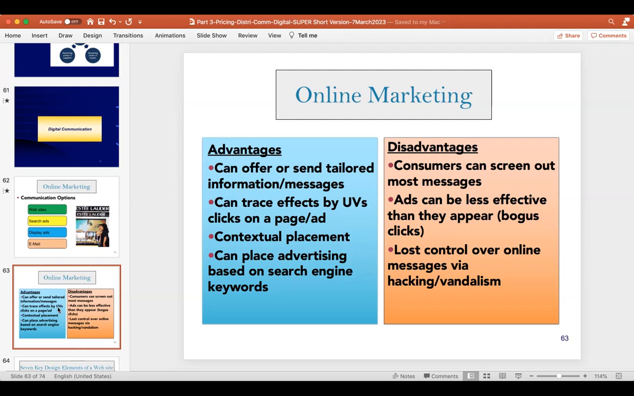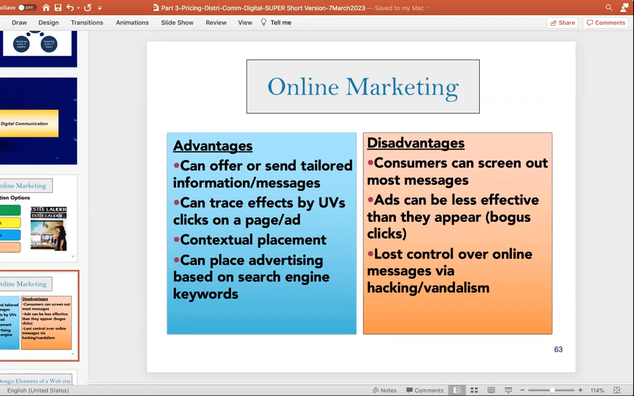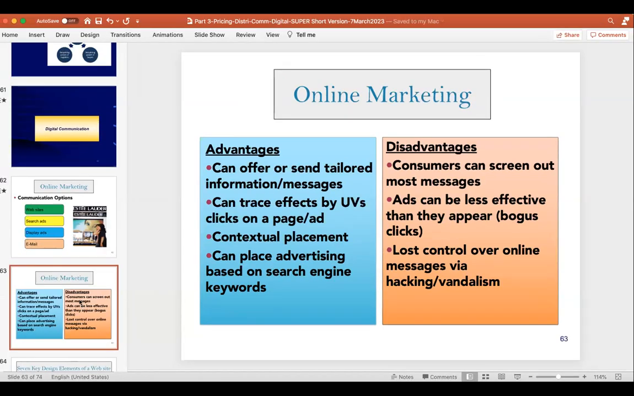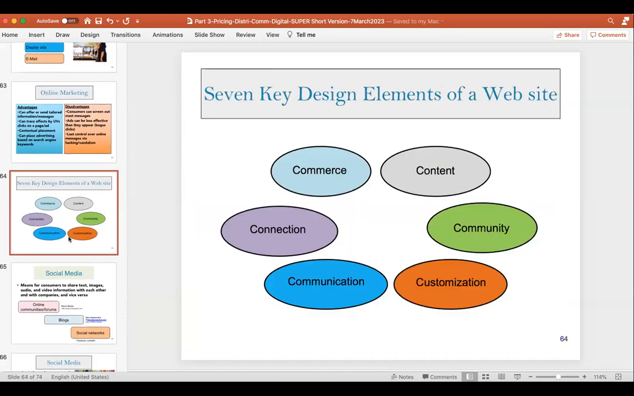So they can be used in combination with advertising, traditional advertising, but the disadvantage is people can sort of move away from this message and ignore them. People may be clicking on things, but they are not actually showing that they are interested. The problem is also you can get into a situation where you get hacked, and therefore you have to think in terms of security.